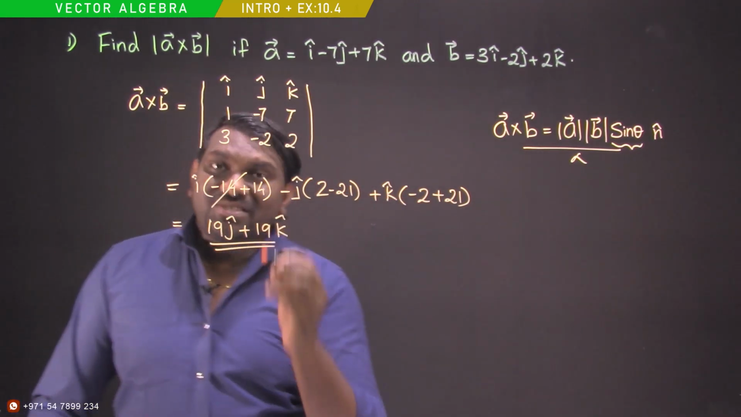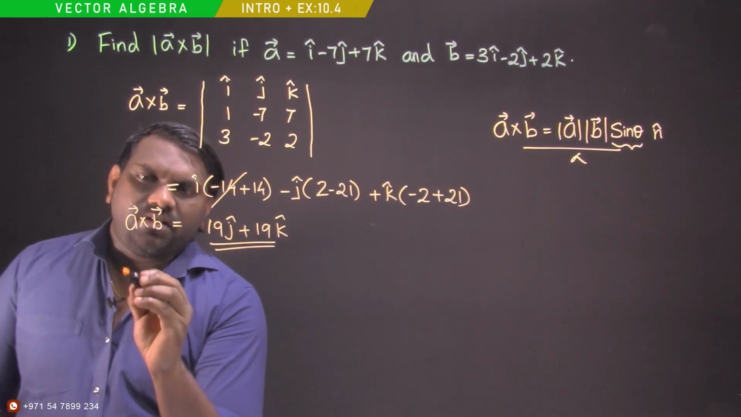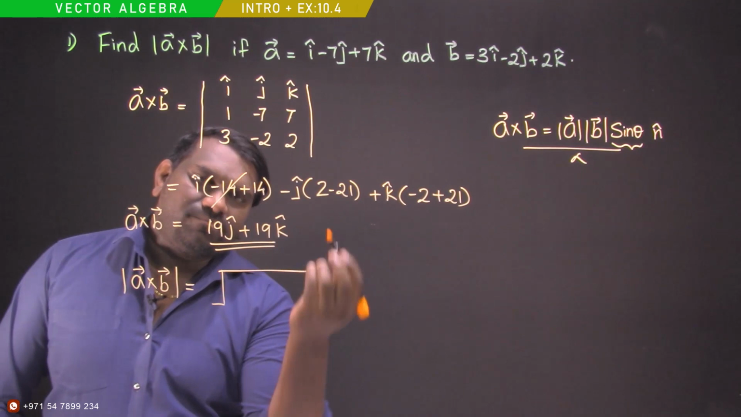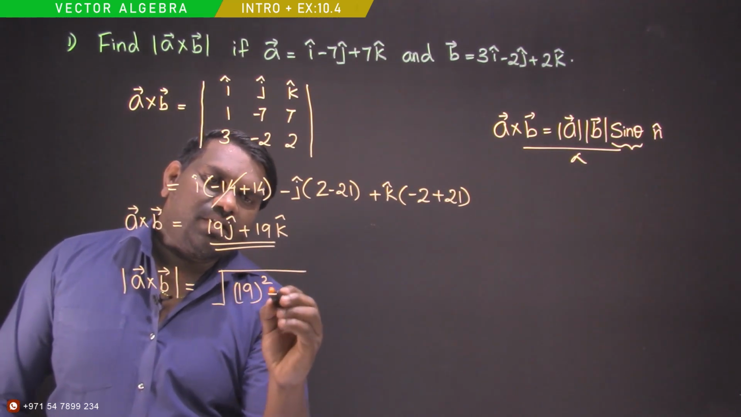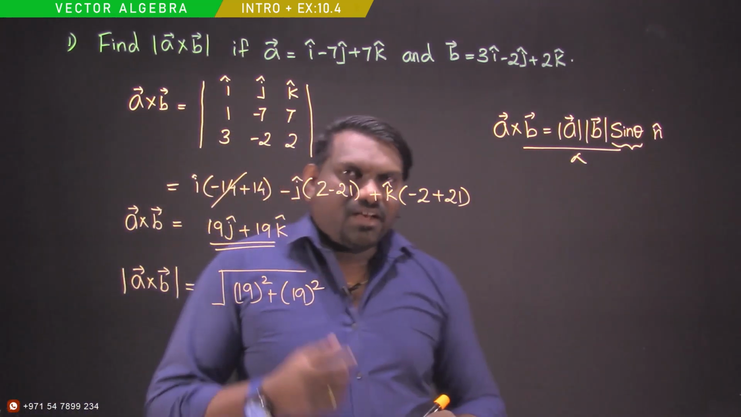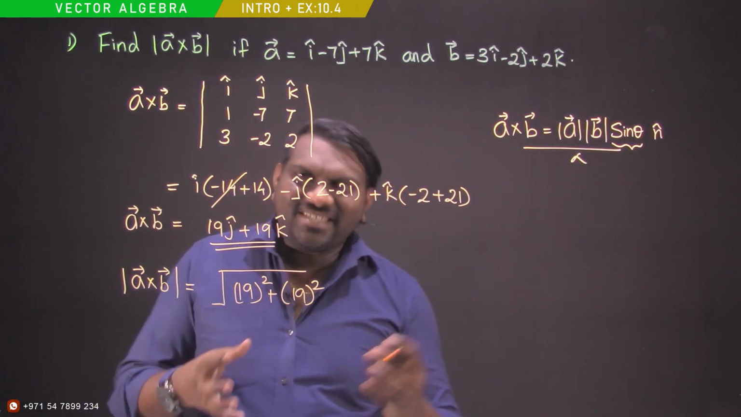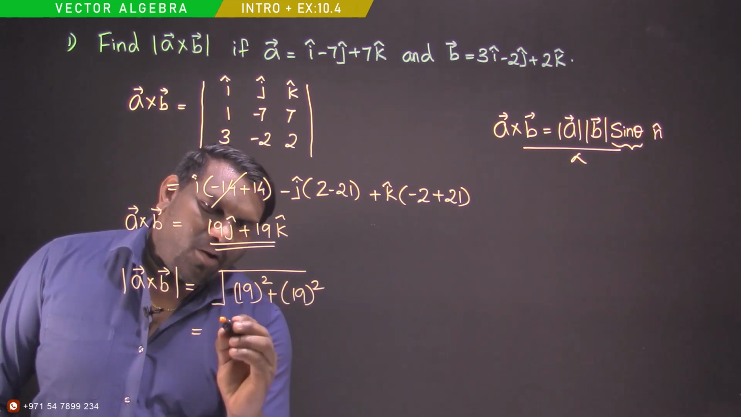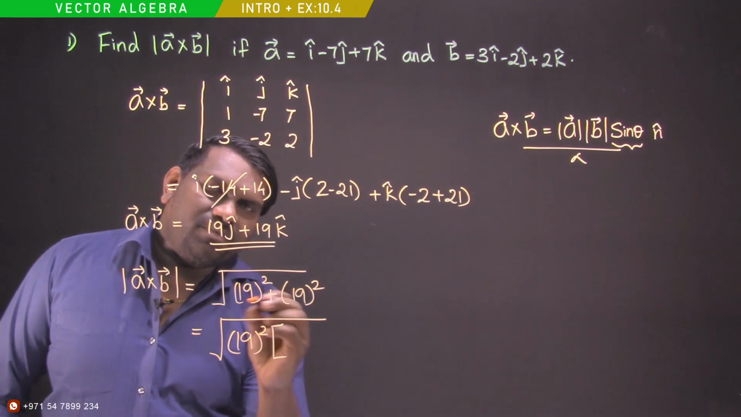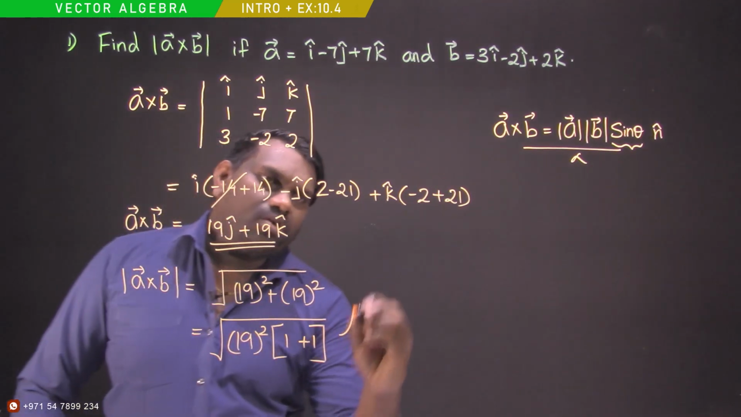What is this? This is A cross B. But what is asked? We are asked to find the modulus of this. And how to find the modulus? As you know, it's the coefficients squared: 19 square plus 19 square. Now to solve this, you can very easily take the common factor out, dear. 19 square is common here. If you take out the common from here, it will be 1, plus from here 1.